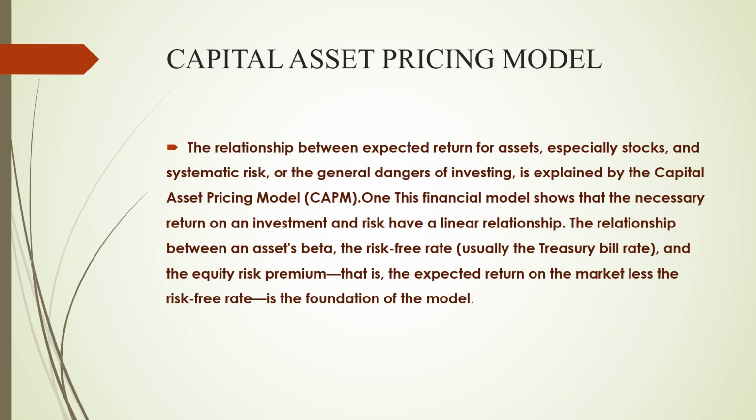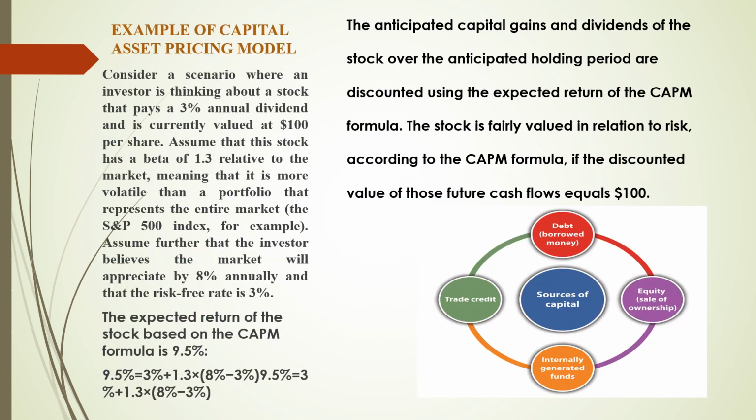So the capital asset pricing model describes the relationship between the expected rate of return for the assets and the systematic risk involved in it. Example of capital asset pricing model. Consider a scenario where an investor is thinking about a stock that pays a 3% annual dividend and is currently valued at $100 per share. So if they are going to pay a 3% dividend, they are valuing the share at $100.